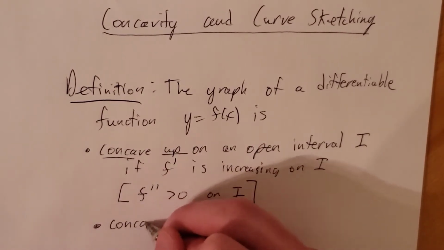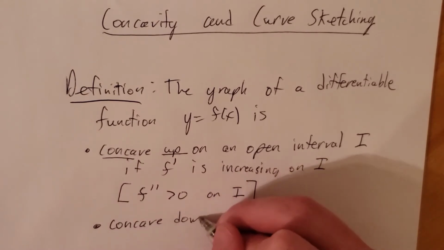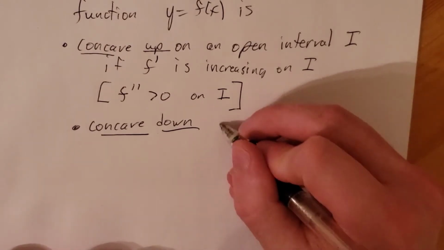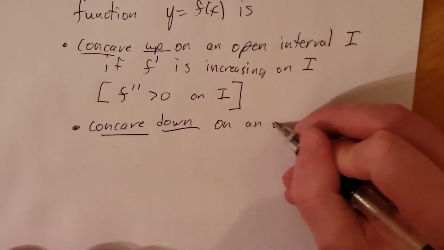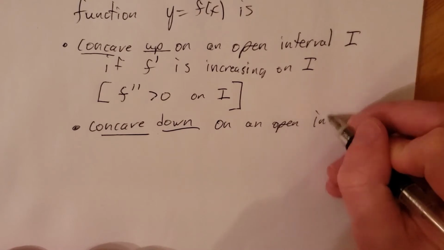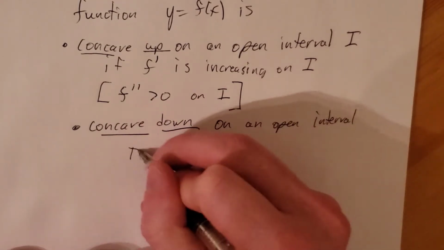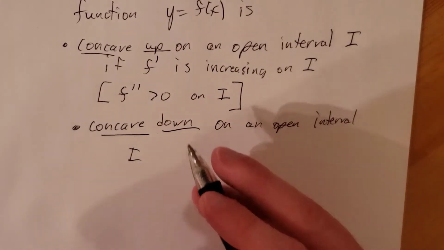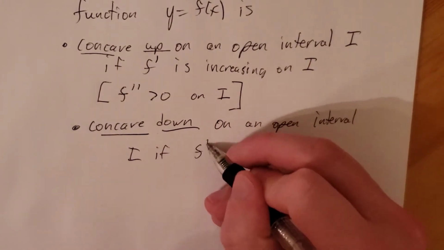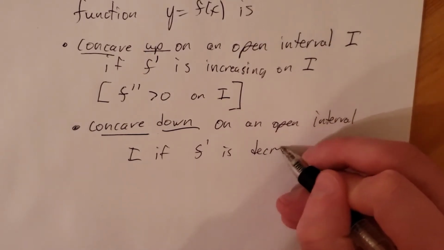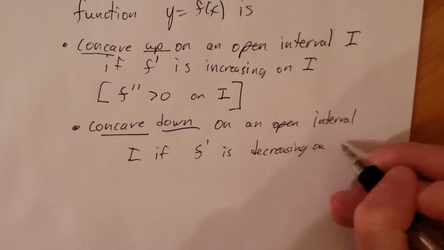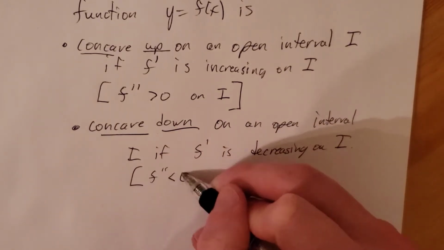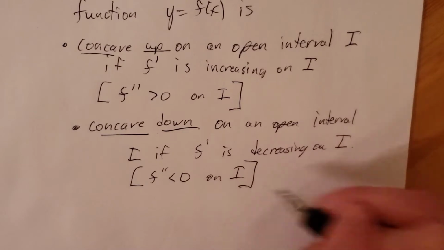For concave down, we have a very similar definition. And that is on an open interval I, the function y equals f of x is concave down on an open interval I if f prime is decreasing on I. And again, what does that mean? That means f double prime is less than 0 on that interval I.